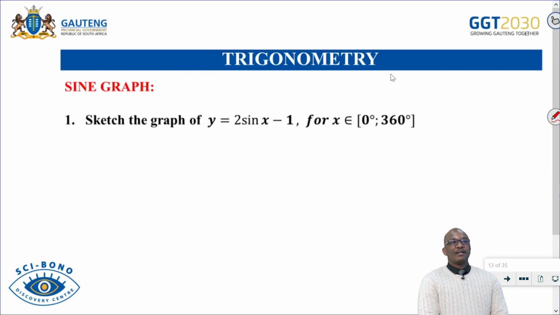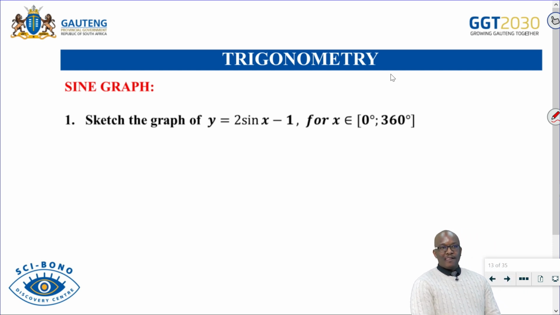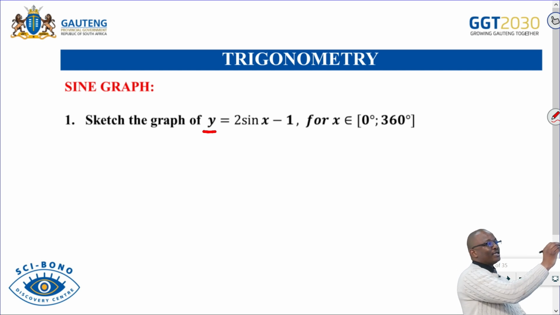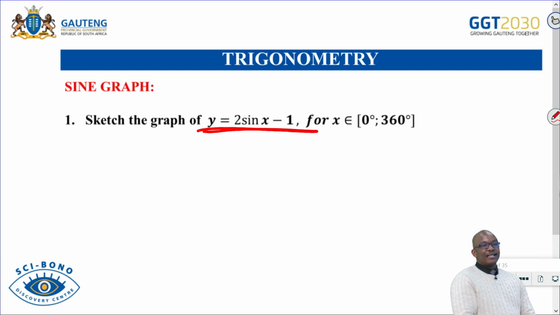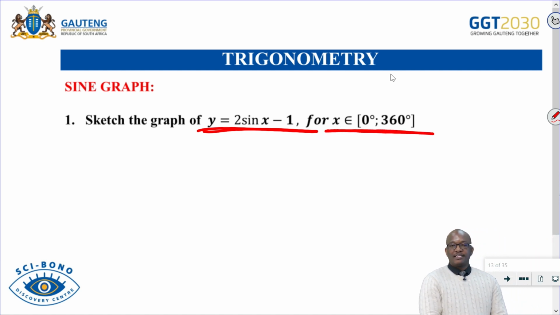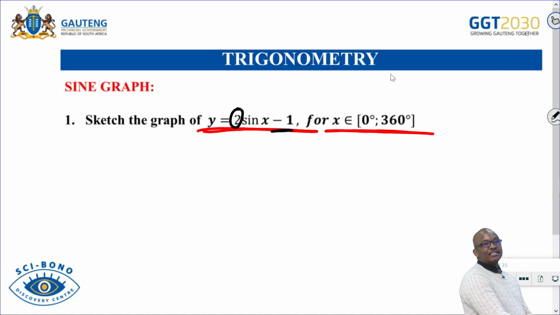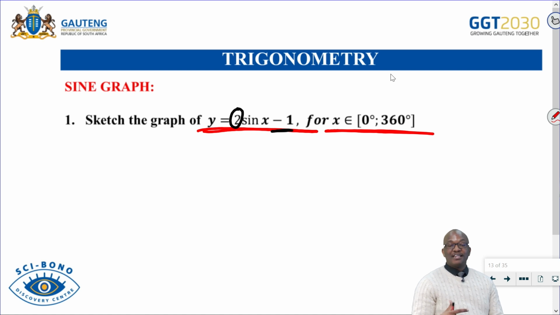Then moving forward now, we're going back to the graph of sine. But now we are having y is equal to 2 sine x minus 1. And we must sketch it from 0 to 360. We can see now that the value of a is 2, and the value of q is negative 1. It means now we are having the effect of a and q.